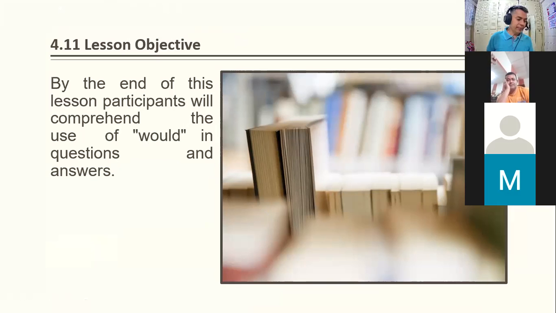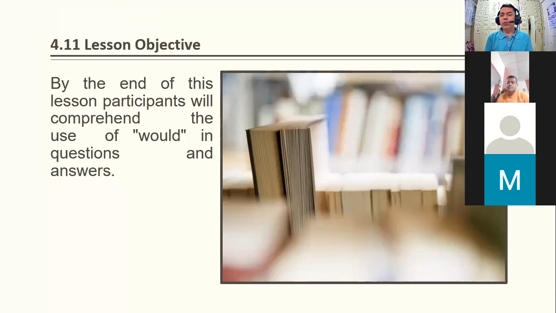Lesson objective. By the end of the lesson, participants will comprehend the use of would in questions and answers. Good. Thank you, Michelle. Would, the modal would, right? And we're going to practice would in questions and answers.